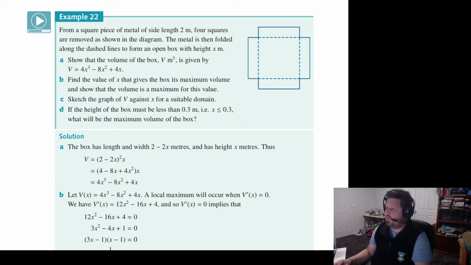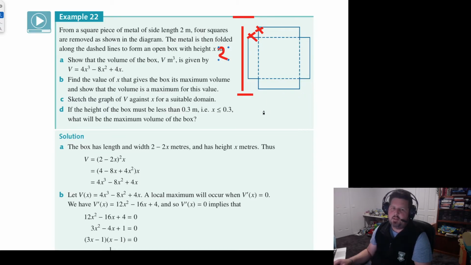I don't know whether I can draw it easily here. An x, and then there's an x there, and so forth. It's saying, show that the volume of the box, V meters cubed, is given by this formula here. So again, what you need to consider is that the side from here to here is 2 meters. If you cut off the ends, that is x there, you cut off an x there, the length is 2 take away 2x. Because it's a square, this is also going to be 2 take away 2x.